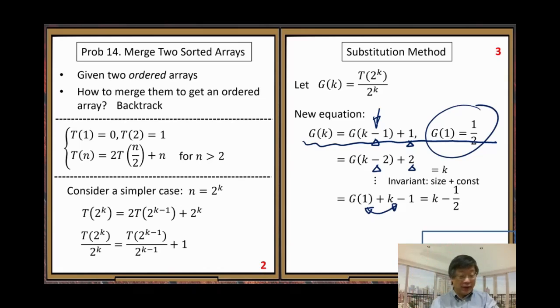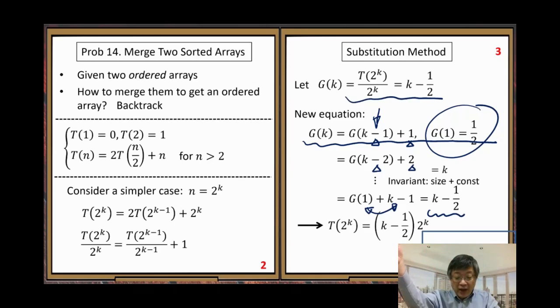How simple it is, right? But we need to go back to the original function, the t function, not the g function. So let us go back. Let us start here. T of 2 to the kth over 2 to the kth equals k minus 1/2. Then t of 2 to the kth equals, in parentheses, k minus 1/2 times 2 to the kth.